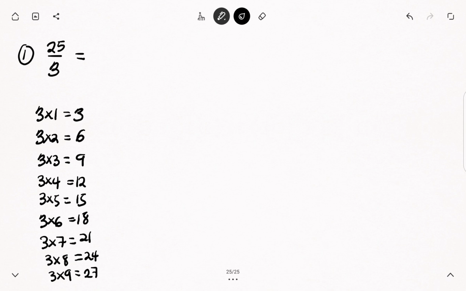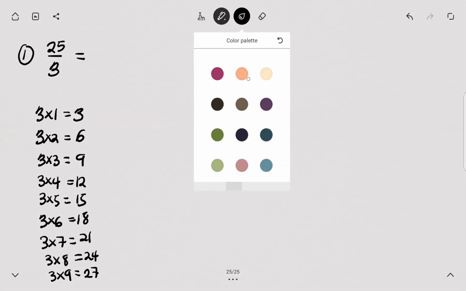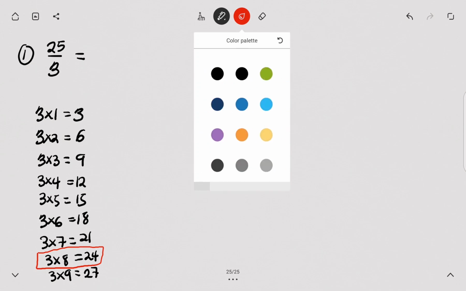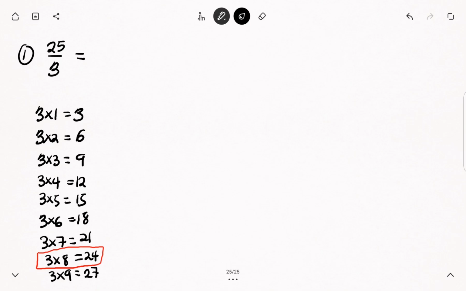is 27. Now if you look through the multiplication table we have for 3 over here, you realize that the closest number to 25 at the top over here will be, from this multiplication table, 3 multiplied by 8 to give us 24. So that means that 3 can go into 24 over here 8 times.